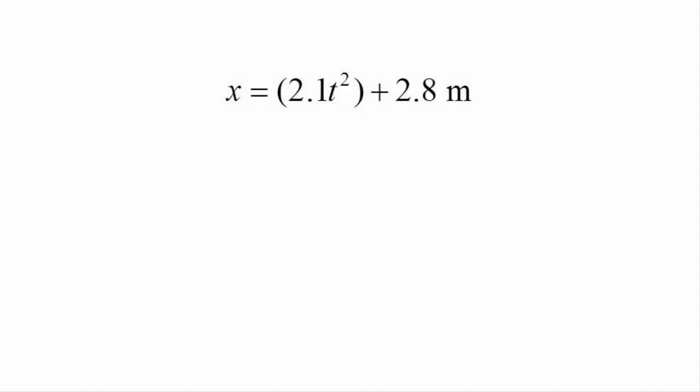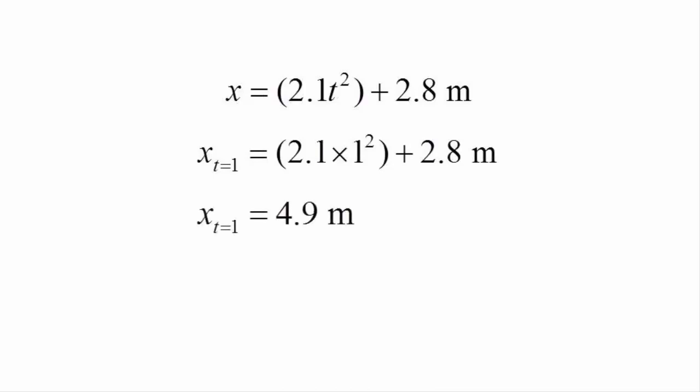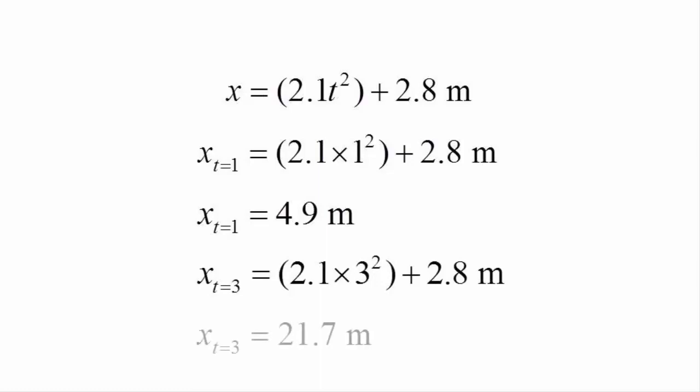The formula that describes the motion is given by 2.1 t squared plus 2.8 meters. The position at 1 second can be calculated by substituting 1 second for the time into the formula. This gives us a position of 4.9 meters. That is, after 1 second, the object is 4.9 meters from the starting position. The position at 3 seconds can be calculated in the same way by substituting 3 seconds for the time into the formula. This gives us a position of 21.7 meters. That is, after 3 seconds, the object is at 21.7 meters from the starting position.